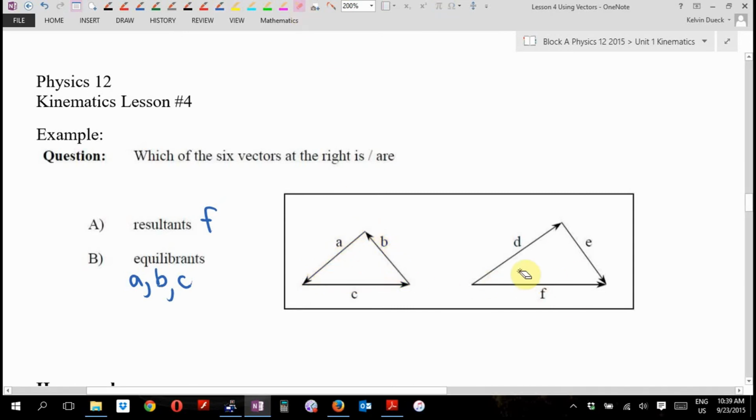Are any of these equilibrants? No, I don't. I run into a tail, a tip pointing at me. I don't end up back where I started from. No. You know what? Nothing there. No equilibrants there.